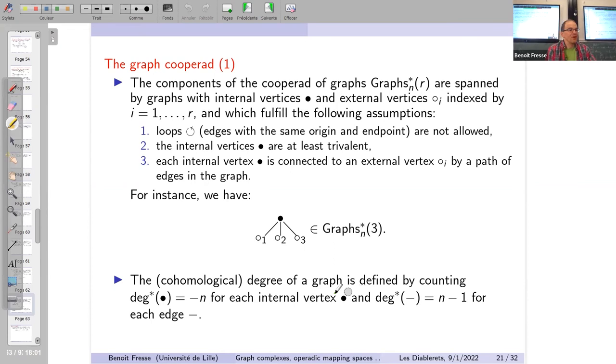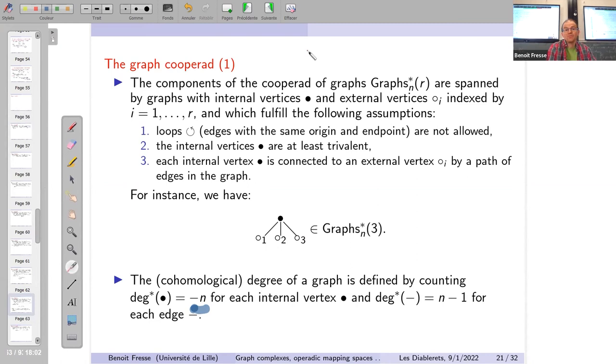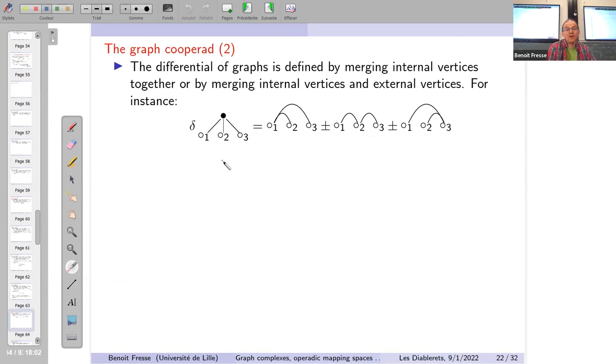Okay. And so only the degree of graphs and the parity depends on n. The degree of a graph is determined by counting minus n for each internal vertex, and n minus 1 for each edge. And the differential is defined by the blow up, so it's the adjoint operation of the previous blow up operation.